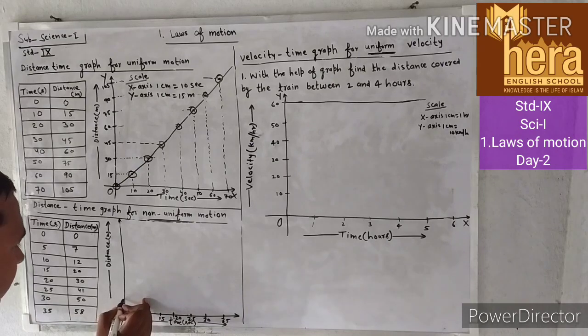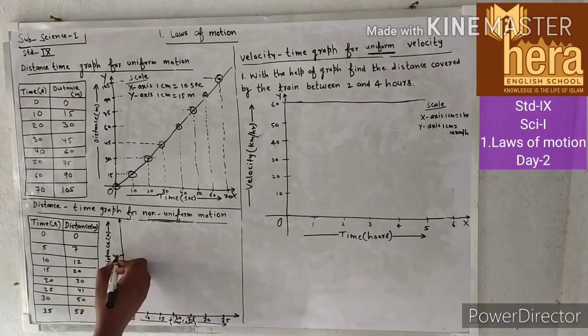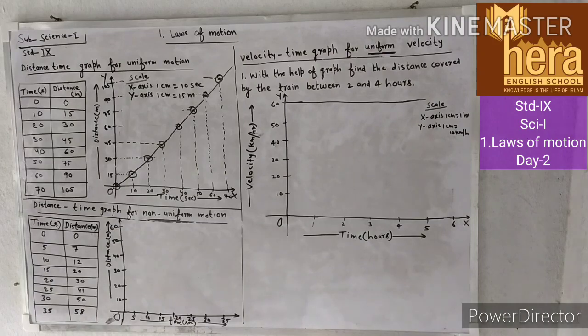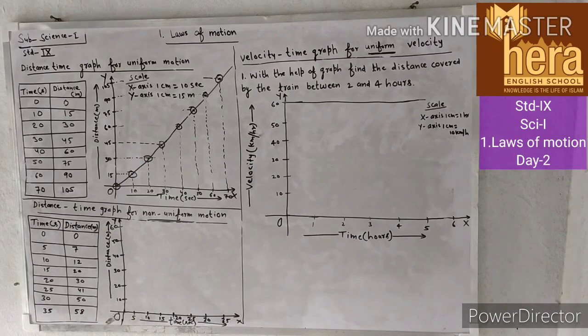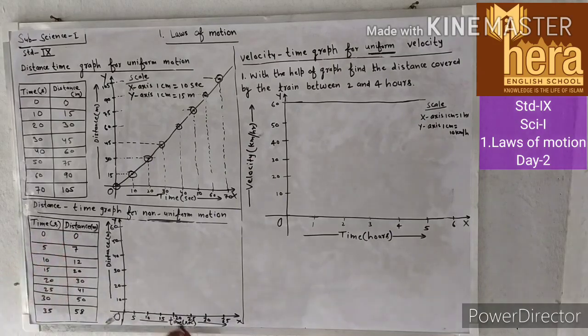So here I am taking 10, 20, 30, 40, 50, 60. X axis and y axis. See, at t equal to 0 second, distance is equal to 0. T is equal to 0, distance is equal to 0.